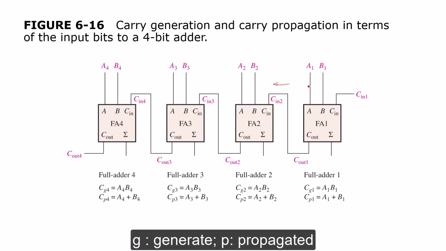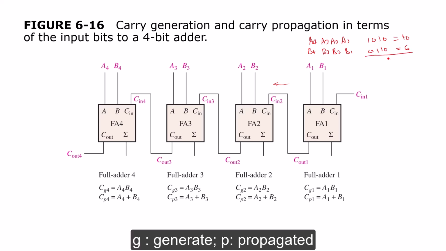So let's look at some example here. So we're going to add 2 numbers. The first number, we're going to name A4, A3, A2, A1, and the second B4, B3, B2, B1. Let's take some concrete example. Let's say we have 1 0 1 0, and this is the equivalent of 10 in decimal. And let's take 0 1 1 0. This is the 6 in decimal.